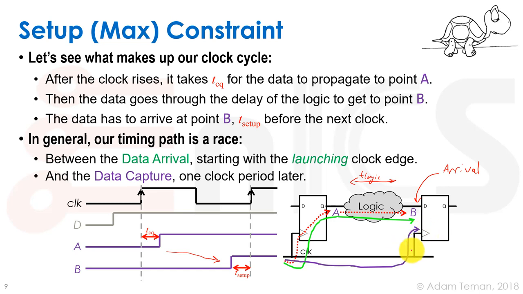And that happens one period later. So this is one period, a big T. It happens one period after the launching path. And we have to make sure that the capture path happens once the data has already arrived. So we need to make sure that the capture path is larger than the data path. So we need T capture to be larger than T logic. But it's not only that, it's actually a T plus the T capture because it happens one cycle later, or T launch, I should say, launch.